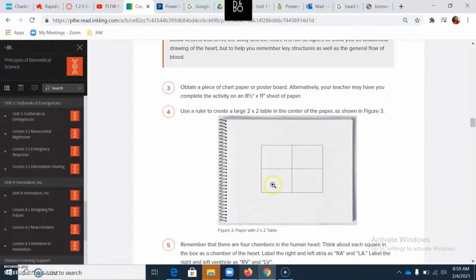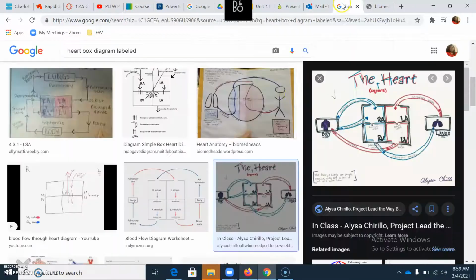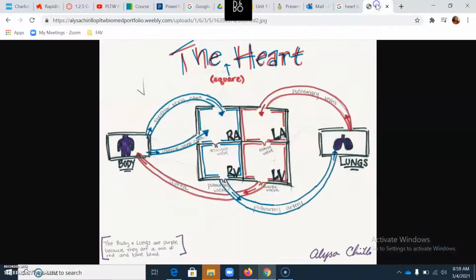One thing you have to create is a heart box. So it literally looks like this. You're going to have one huge box, and then within that box, you're going to draw a line down and then a line across. So you have like 4 mini boxes in it. And it's going to look similar to this. So you're going to have the right atrium and the right ventricle, the left atrium and the left ventricle.